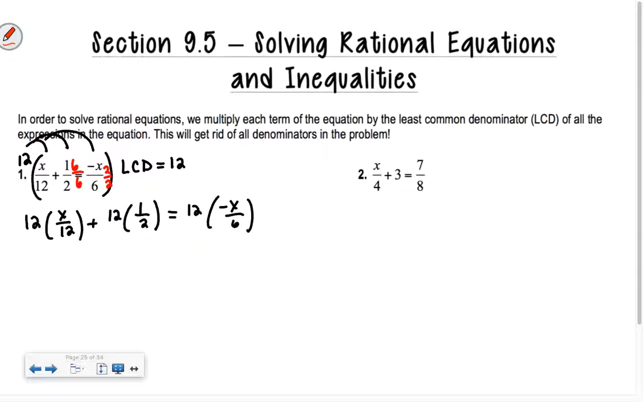Okay, so if you're at this step, then when we take our 12 times x over 12, do you guys see how they would cancel? Jacob?